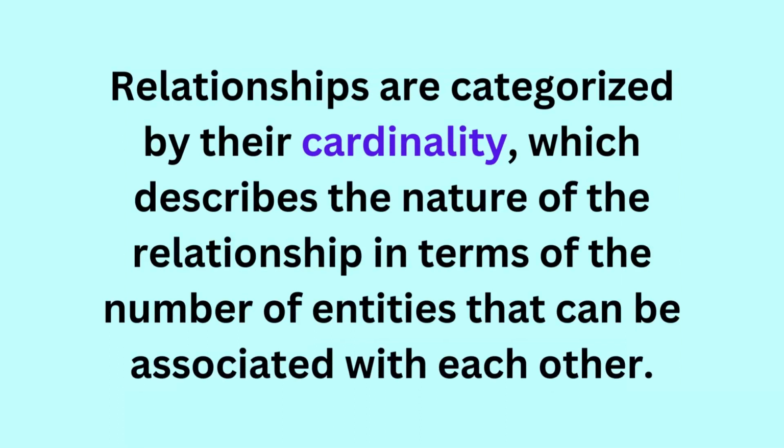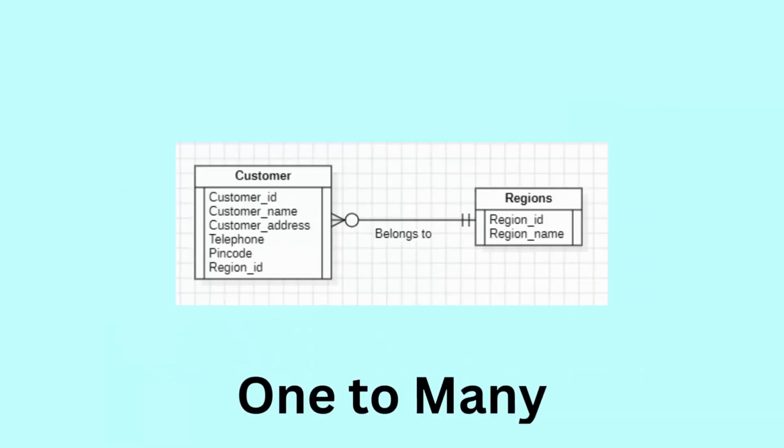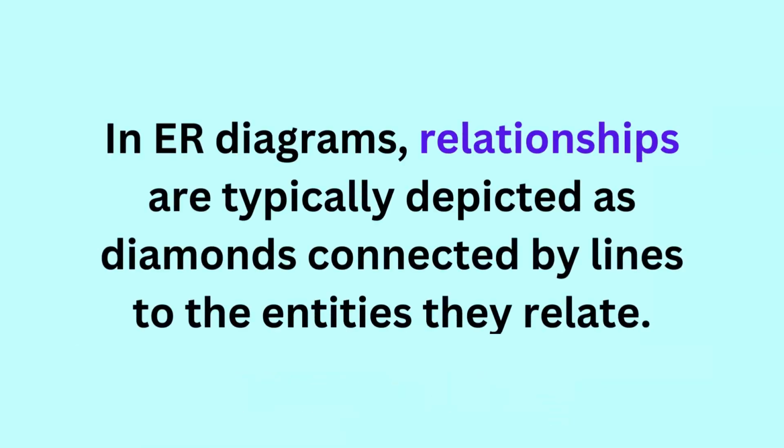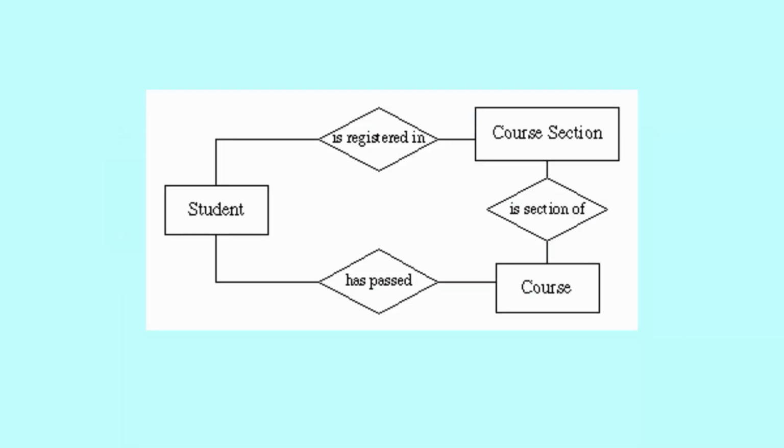Relationships are categorized by their cardinality, which describes the nature of the relationship in terms of the number of entities that can be associated with each other. For example, one-to-one, one-to-many, and many-to-many relationships. In diagrams, relationships are typically depicted as diamonds connected by lines to the entities they relate. This graphical representation helps in visualizing the data structure, making it easier to design and understand the database schema.